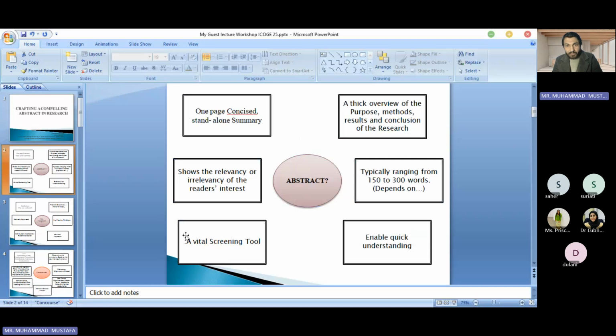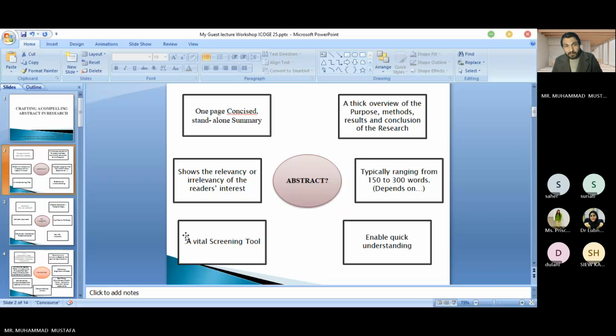So basically, what is an abstract? In research, we can call an abstract a one-page, concise, standalone summary. We can call it a summary which tells the important elements about our whole dissertation, whole paper or research, and it's a brief overview of the purposes, objectives, methods, results, and conclusion of our research.